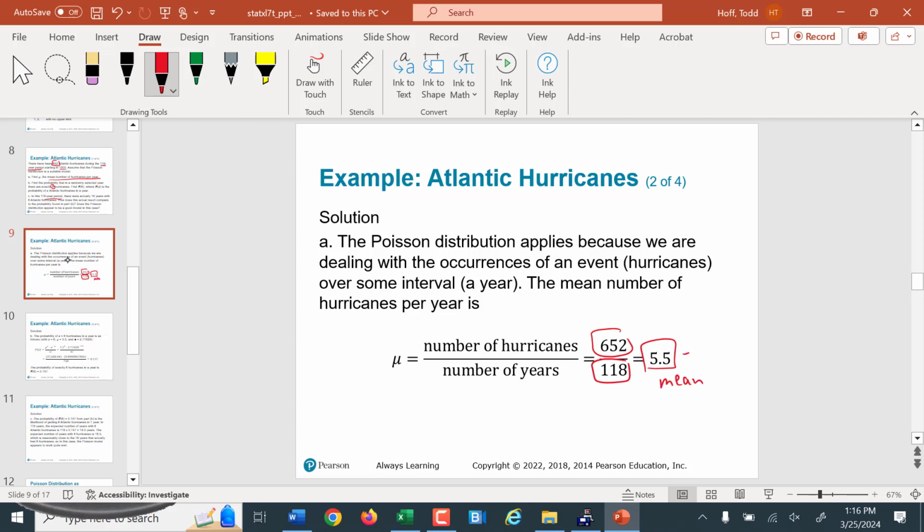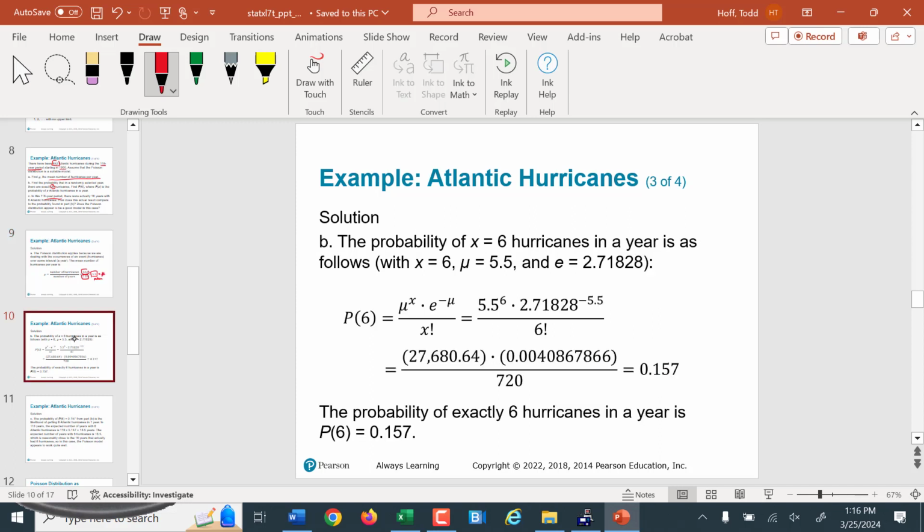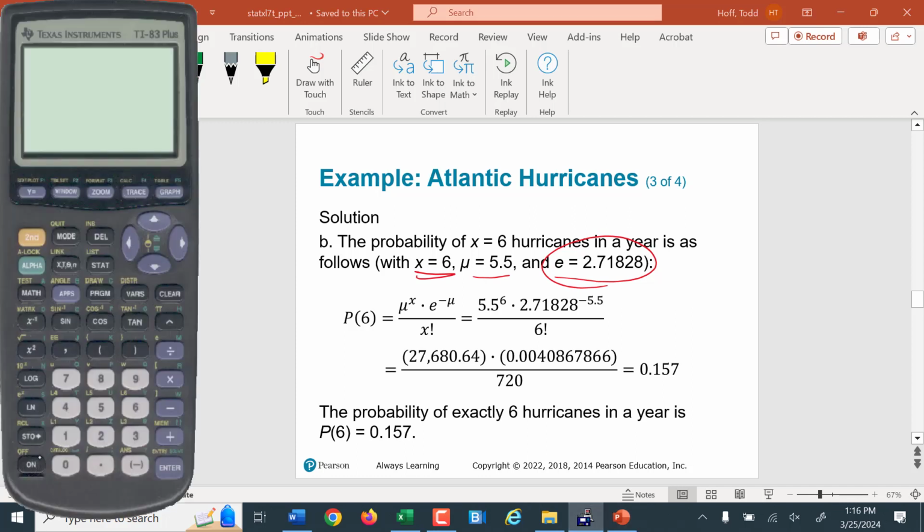So that is mu. To find the probability of 6 hurricanes, 6 goes in for X, mu is 5.5, and e is 2.71. Now I'm going to build up the calculator here. I'm going to show you how to enter this in a calculator. Most of your calculators have the power key. It would be this caret key. So that's what we're going to give you to the power of. So we're going to start out with mu of 5.5 to the power of 6, then times.